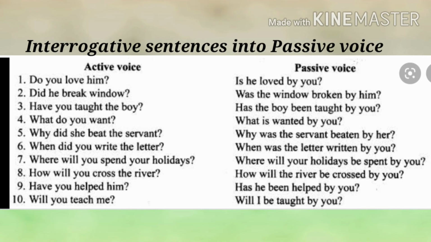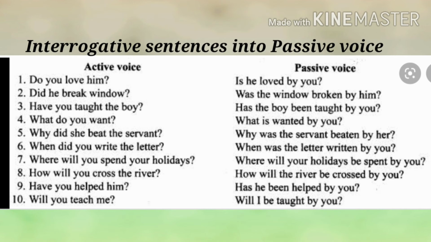Our next sentence is a WH type interrogative, which starts with a question word. What do you want? In this sentence, in place of do, we will also use is, am, are. What is wanted by you? Our next sentence is: why did she beat the servant? In place of did, we will use was or were according to our object. In this sentence, the object is servant. Why was the servant beaten by her?